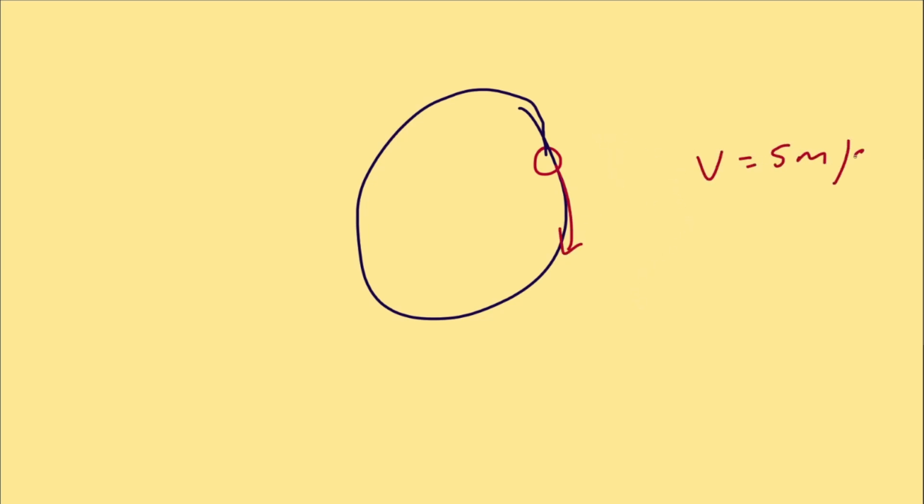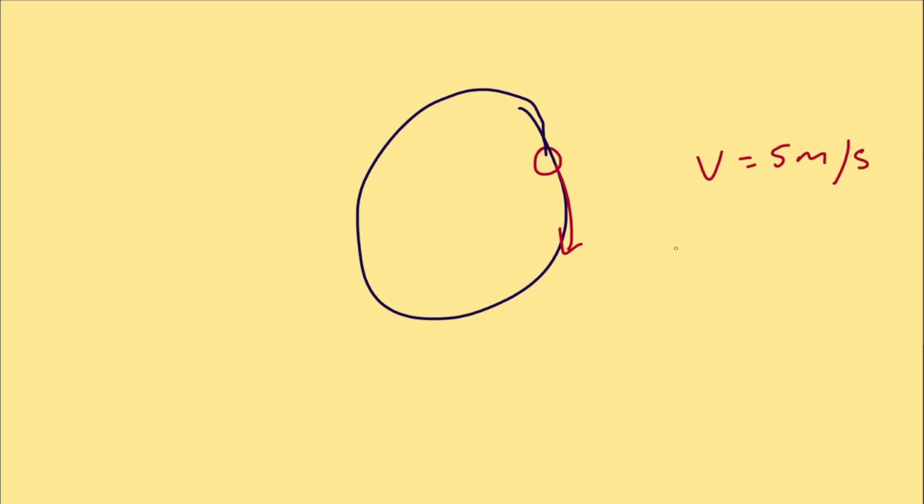Imagine if you had a ball and you decided to swing it around in a circle like this. And the velocity of this ball as it travels around in this circular path doesn't change. Let's say it's 5 meters per second. The magnitude of the velocity is unchanging. However, the object is technically always accelerating.